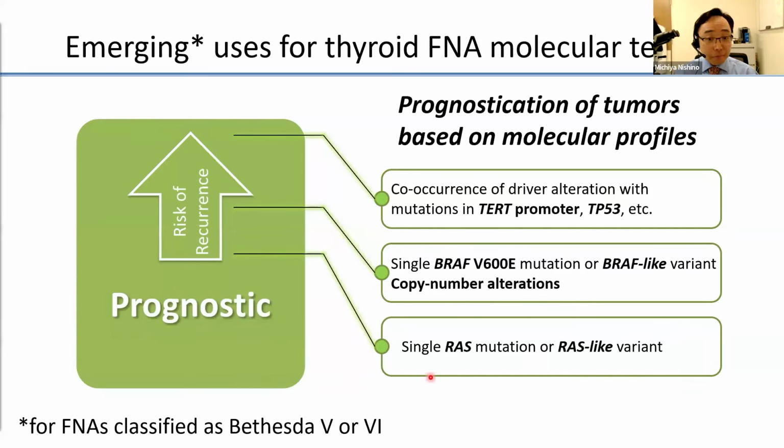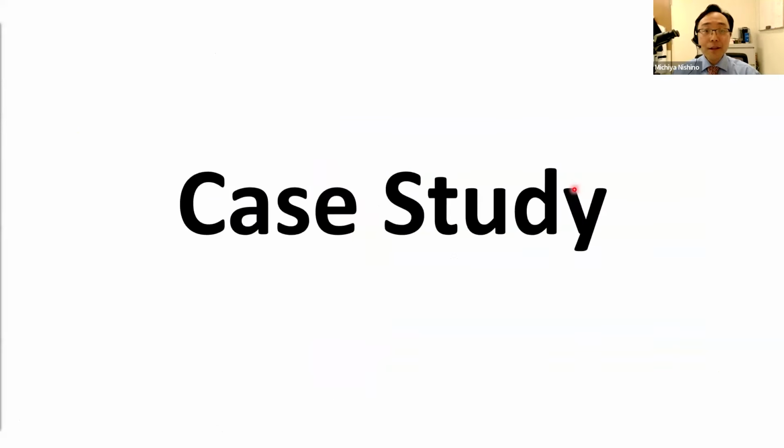In general, tumors with an isolated RAS or RAS-like alteration have a better prognosis compared to those with isolated BRAF V600E mutations, and these other alterations listed here. And the co-occurrence of one of these alterations with additional mutations in the p53 gene or the TERT promoter gene are often associated with the worst outcomes. So as a case in point, I thought this following case study would be a really illustrative example of how molecular testing can be used for tumor prognostication.